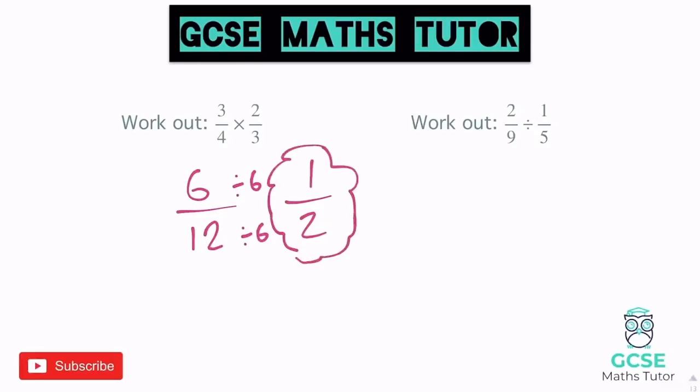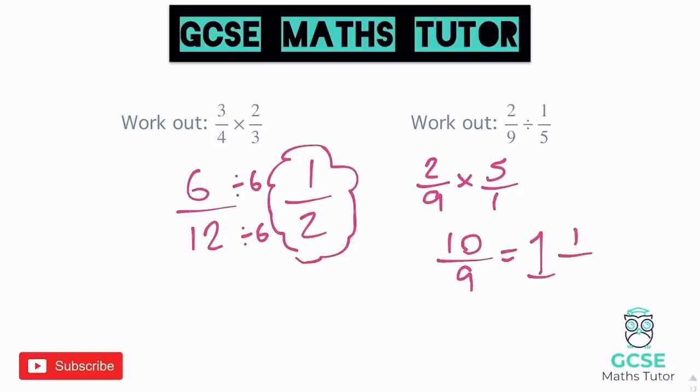On to the next one. We keep the first fraction the same. We flip the second one over and we multiply them together. So times in the top numbers just like before. 2 times 5 is 10, 1 times 9 is 9, and again we'd normally be asked to write our answer in its simplest form or as a mixed number, and here it is an improper fraction. 9 fits into 10 once, with a remainder of 1/9 left over, so 1 and 1/9 would be my final answer there, and that's dividing fractions.